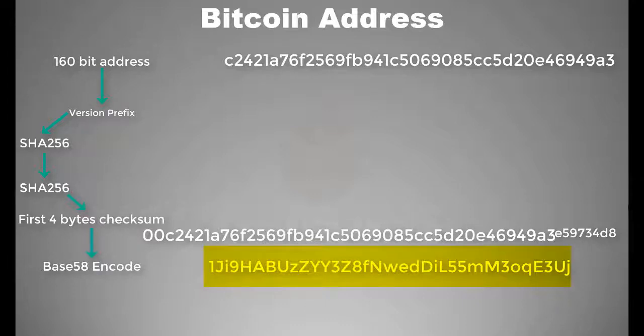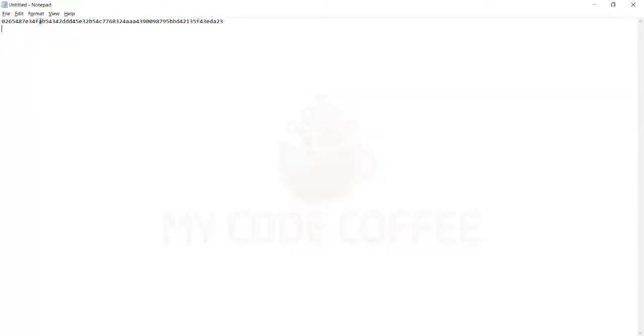Now let us revise this with an example, and I will use some online tools to demonstrate the conversion of public key to base 58 check encoded Bitcoin address. So this is my public key. And as you can see, this is the compressed form of the public key starting with 02. So we will convert this public key to the Bitcoin address.